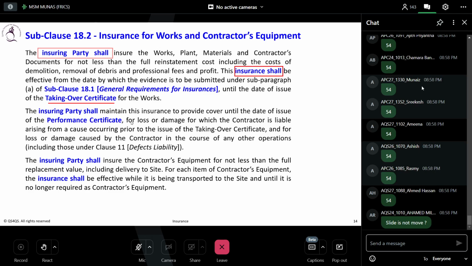That's what it says. But practically, what will happen? Tell me. If you issue the taking over certificate to the contractor, let's say the contractor is the insuring party, what will he do once you issue the taking over certificate?